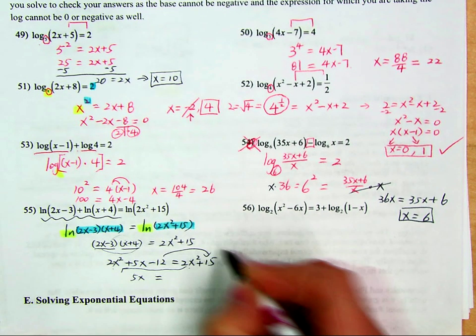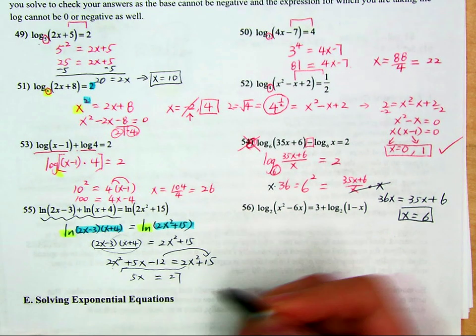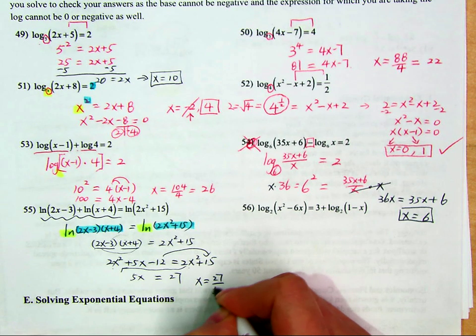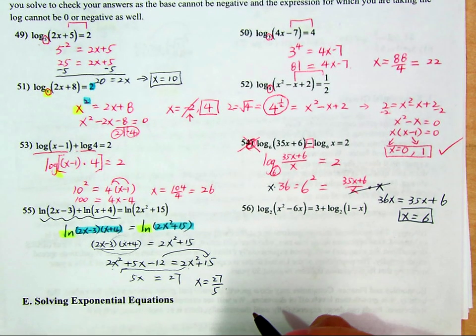I move this around, so I have 27. And then x will be 27 divided by 5. That's how I work on this.